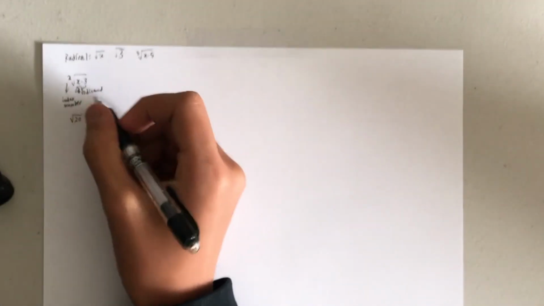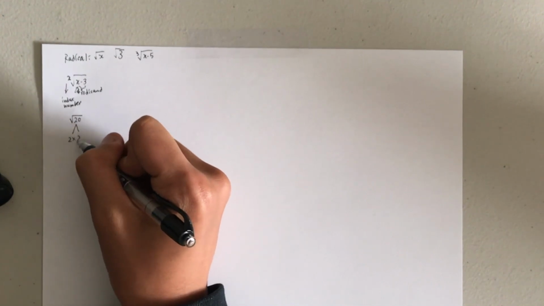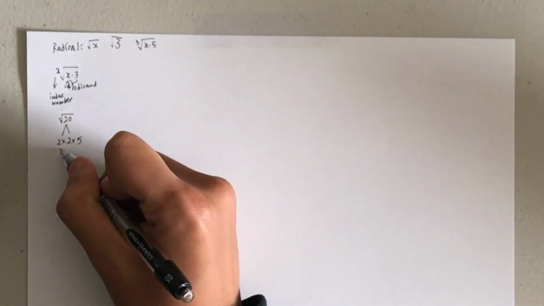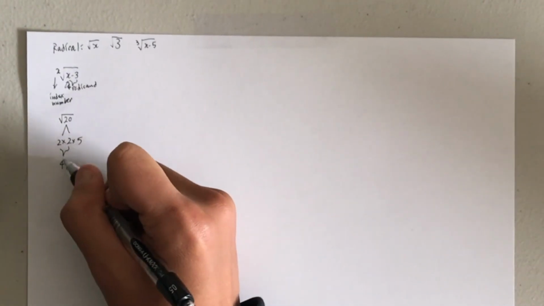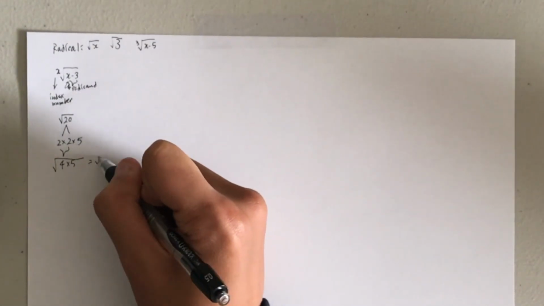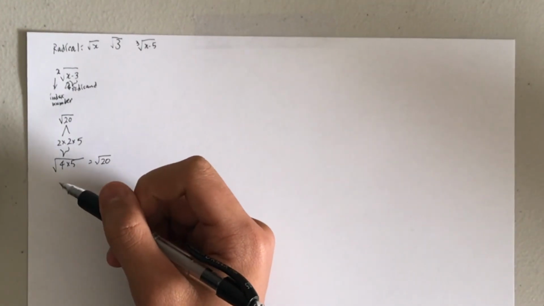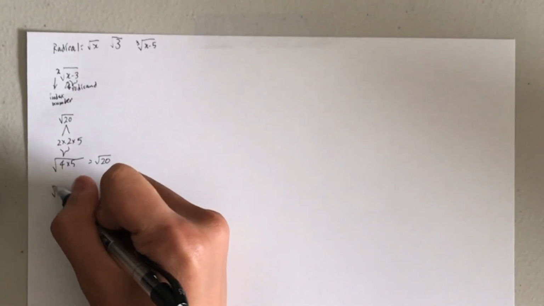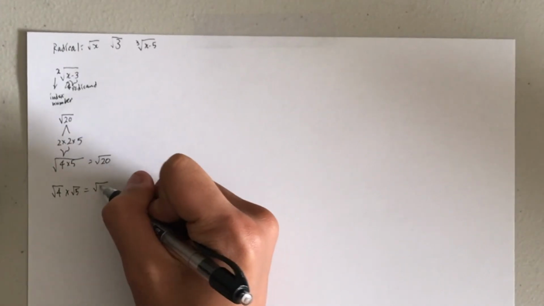For example, the square root of 20 has a prime factorization of 2 times 2 times 5. In this case, we can see that there is one group of two 2's, which equals 4. Now it would be the square root of 4 times 5, which is equal to the square root of 20. Now, using a relation that is not going to be explained in this video, we can separate these two factors into the square root of 4 times the square root of 5. That still equals the square root of 20.